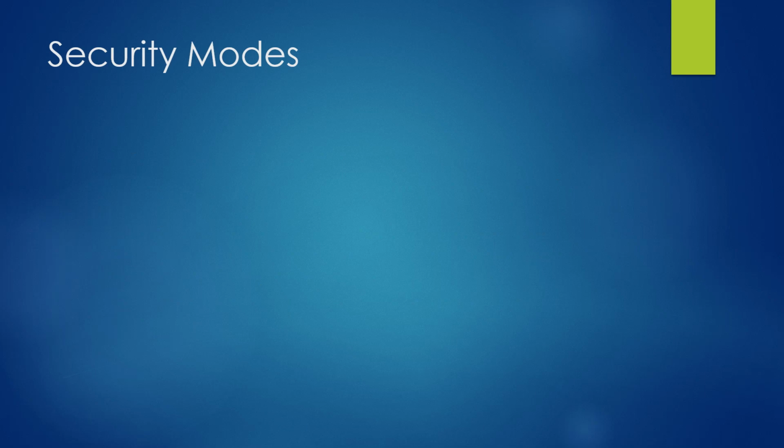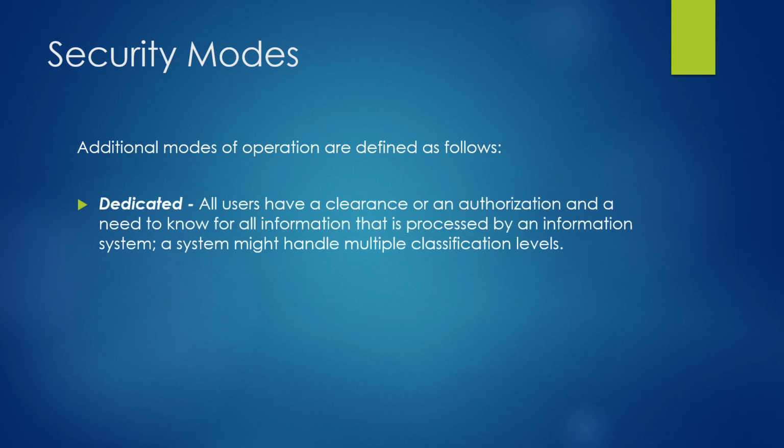So when we're thinking about security modes, there are also additional modes of operation in security modes. For instance, there's dedicated security mode. This is where all users have a clearance or an authorization and a need to know for all information that is processed by an information system. A system might handle multiple classification levels.